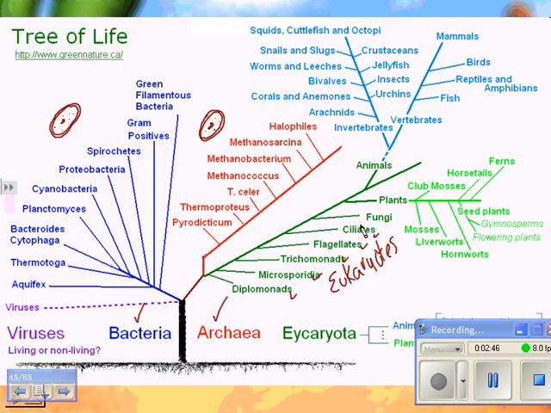And this tree isn't quite right because it looks like animals and fungi are actually more closely related. A lot of this stuff is still being worked out because they're still doing the genetic studies on it, but it looks like they probably have this part right, with the archaea and the eukaryotes being genetically more similar than they are to bacteria. So these are all the eukaryotes. They all have a nucleus. They all have membrane-bound organelles.